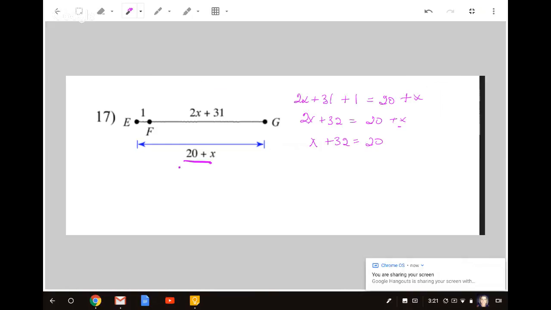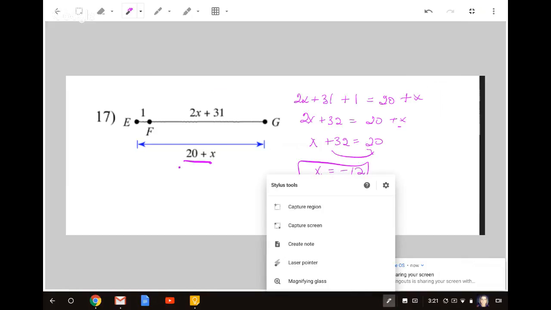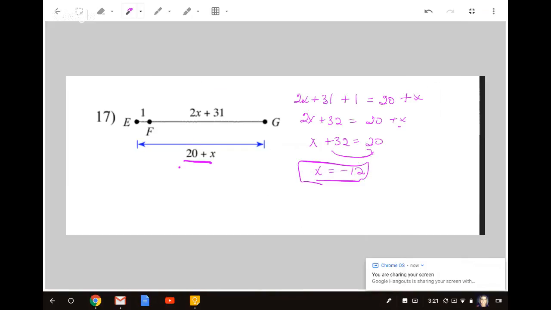Okay. And then move the 32 over here. So I'm going to say x equals negative 12 because 20 minus 32 would be negative 12. Okay. And then that would be your answer. Okay. So you think you're good? Yes, it makes sense now.